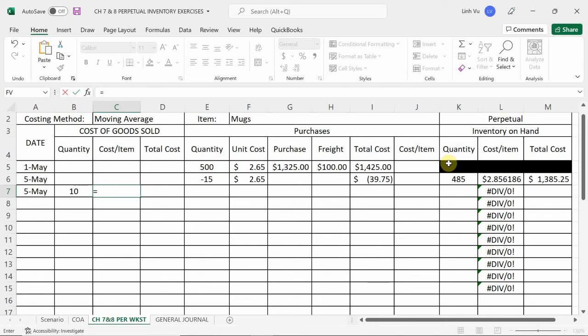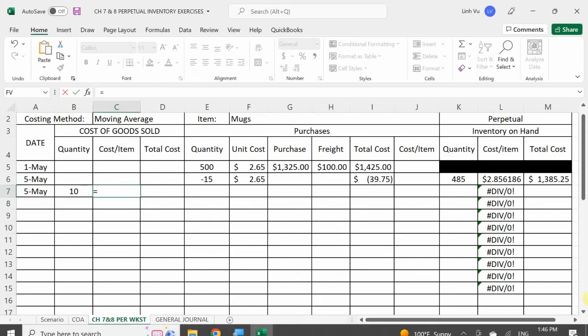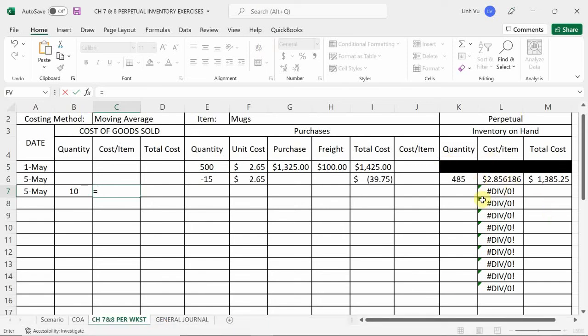Before or when you sold them, they were at 2.856186. Is that what you would count as your cost of goods sold, or do you wait until you take the 10 out?